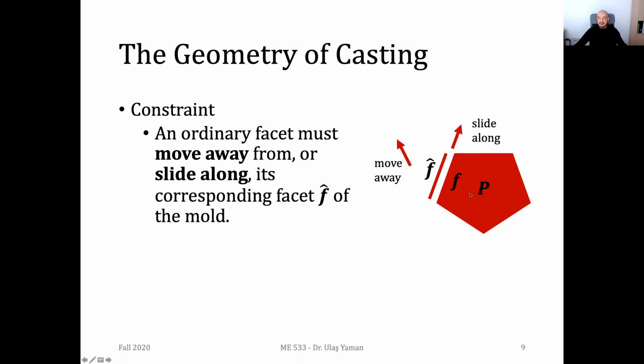If this part is actually castable, then that means you can remove this part by sliding along a facet or moving away from a facet. For instance, if you move it in that direction, it's obviously sliding along this facet, but it's moving away from the bottom facet.